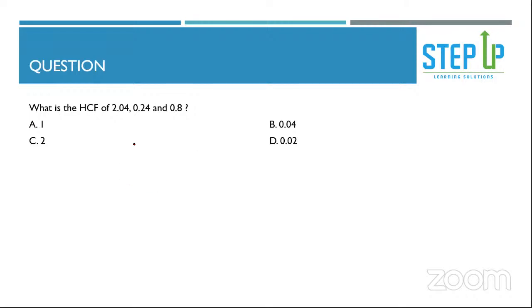HCF of, if it is decimals, 2.04, 0.24 and 0.8.